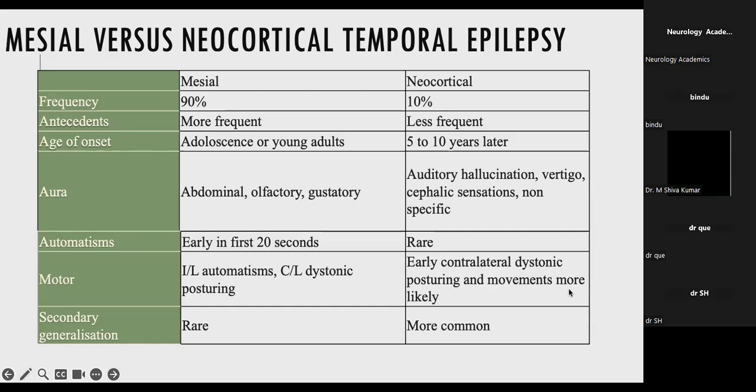It can closely mimic the frontal lobe epilepsy, which will have a hypermotor semiology. So one should be careful while judging the semiologies between neocortical and frontal lobe epilepsies. And secondary generalization is more common in neocortical epilepsy than the mesial.